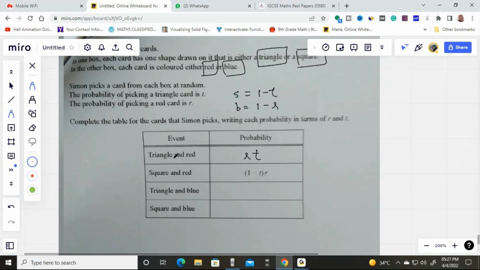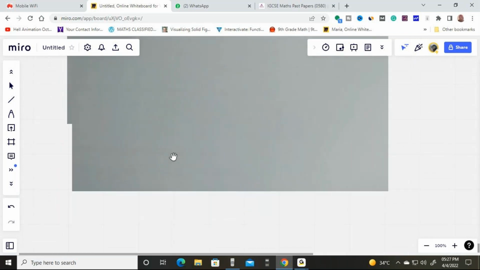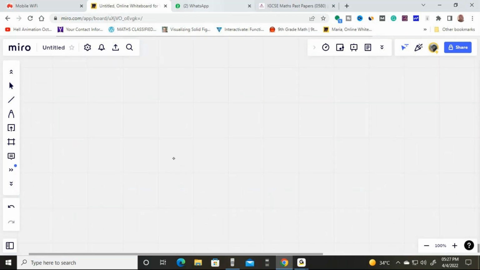Square and red is already given to you. Triangle and blue means T into 1 minus R. And if you have square and blue, it means you have 1 minus T for the square and 1 minus R for the blue. So that's it. That's all for this question.